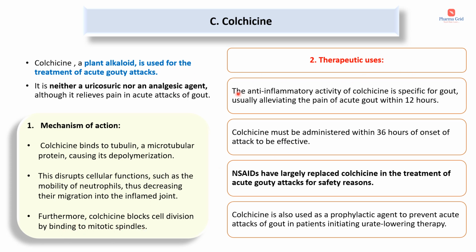Coming to the therapeutic uses, the anti-inflammatory activity of colchicine is specific for gout, usually alleviating the pain of acute gout within 12 hours. Then this drug must be administered within 36 hours of onset of attack to be effective. NSAIDs have largely replaced colchicine in the treatment of acute gouty attacks for safety reasons. Colchicine is also used as a prophylactic agent to prevent acute attacks of gout in patients initiating urate lowering therapy.